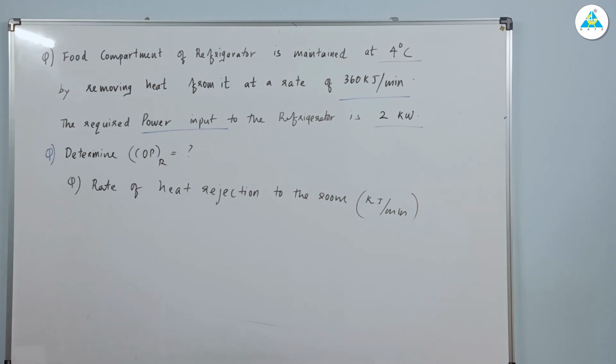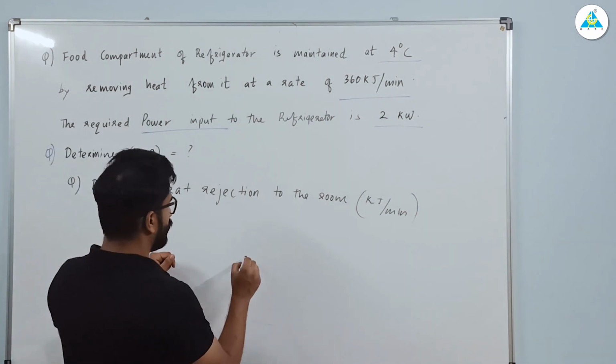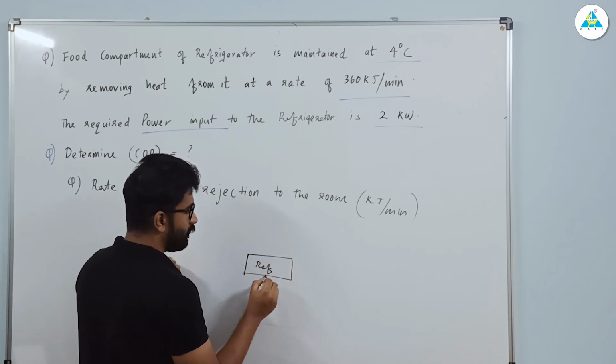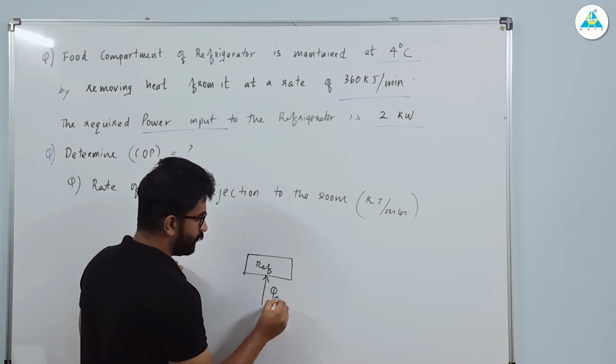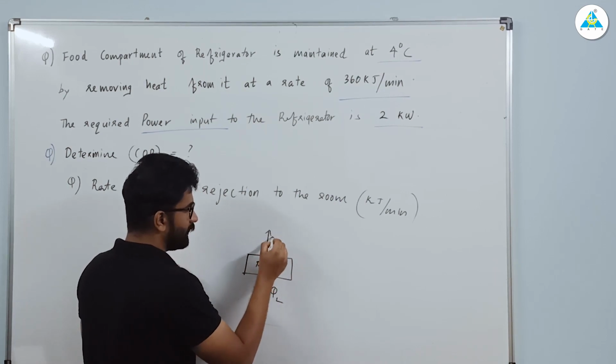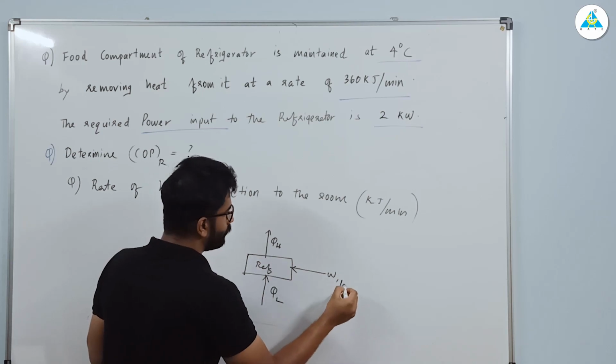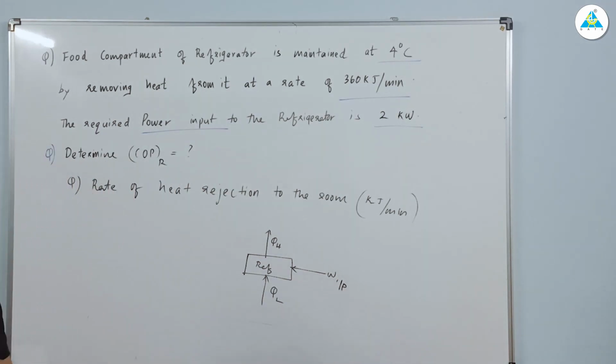So first of all, it's a refrigerator question. If you want, you can draw the block diagram. What is the block diagram of a refrigerator? We are taking heat from the food compartment. We are rejecting heat to the surrounding by using the work input from the outside.